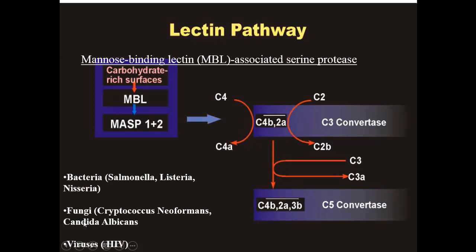And as you see here, different microbes can activate the lectin pathway: bacteria such as Salmonella, Listeria, Neisseria, and fungi such as Cryptococcus neoformans and Candida albicans, and viruses such as HIV can activate the lectin pathway.